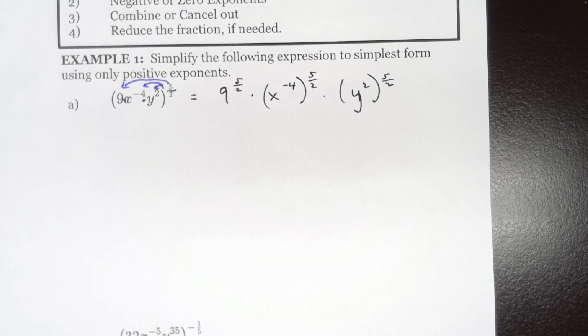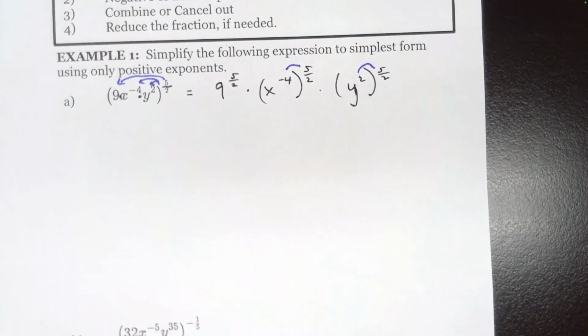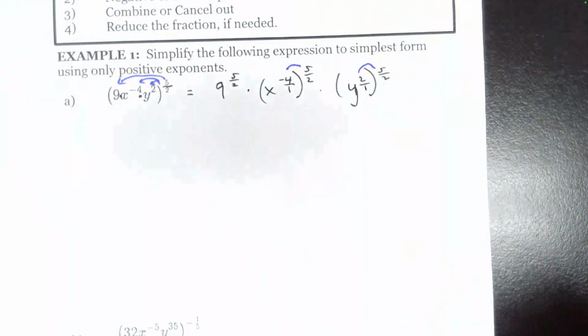We still have parentheses up, so we still got to multiply. So I'm going to multiply the powers, these two guys and these two guys. Well, one's a fraction, one's not. To multiply fractions, they both have to be fractions. So I'm going to give this guy a fraction and a fraction.